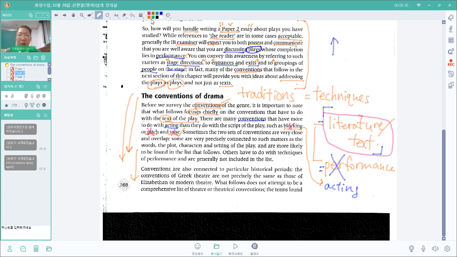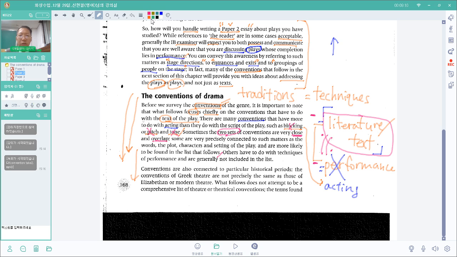Sometimes the two sets of conventions are very close and overlap. Some are very precisely connected to such matters as the words, plot, characters, and setting of the play, and are more likely to be found in the list that follows. So these literary conventions and performance conventions are sometimes very close together and sometimes overlap. Some things they share together.